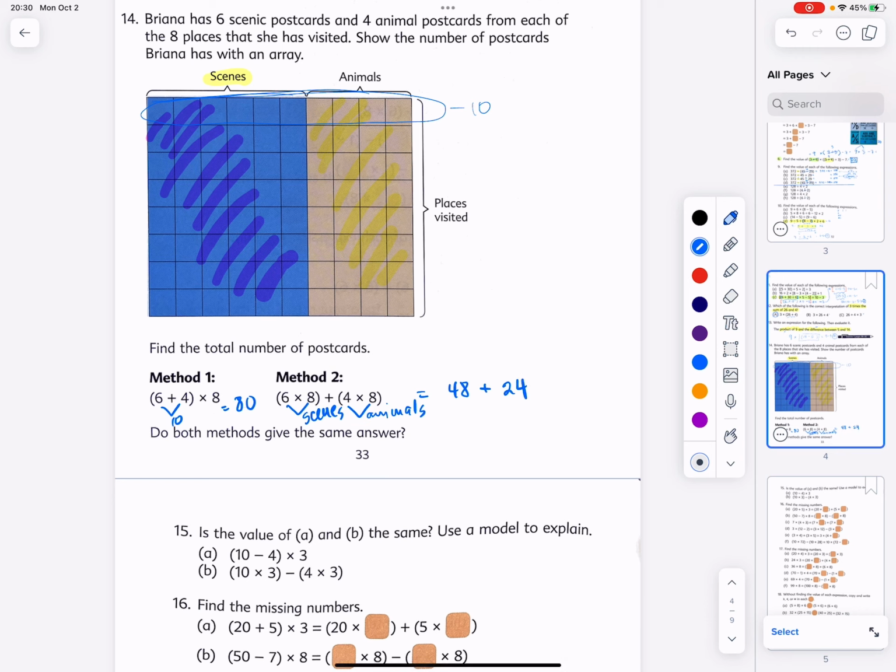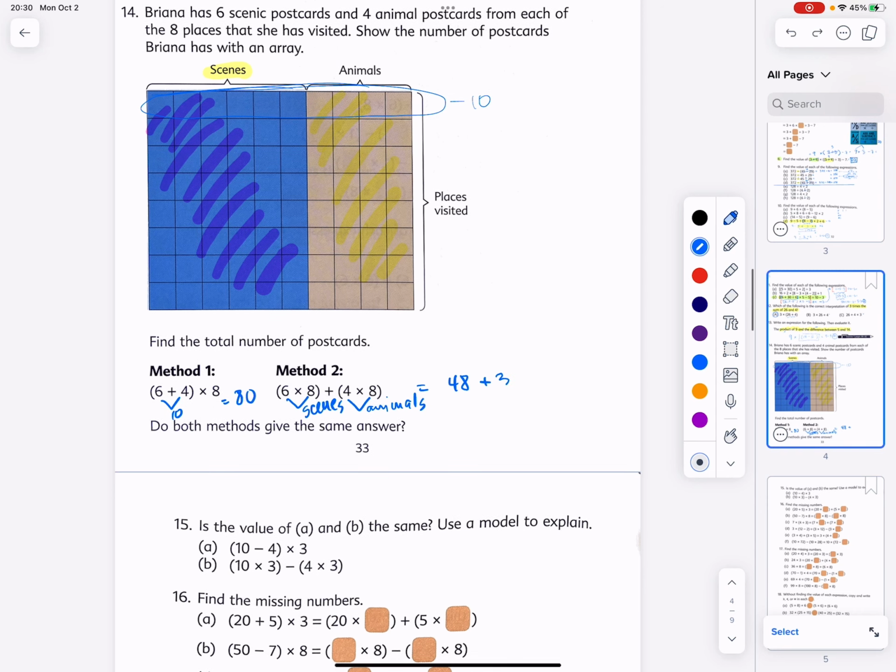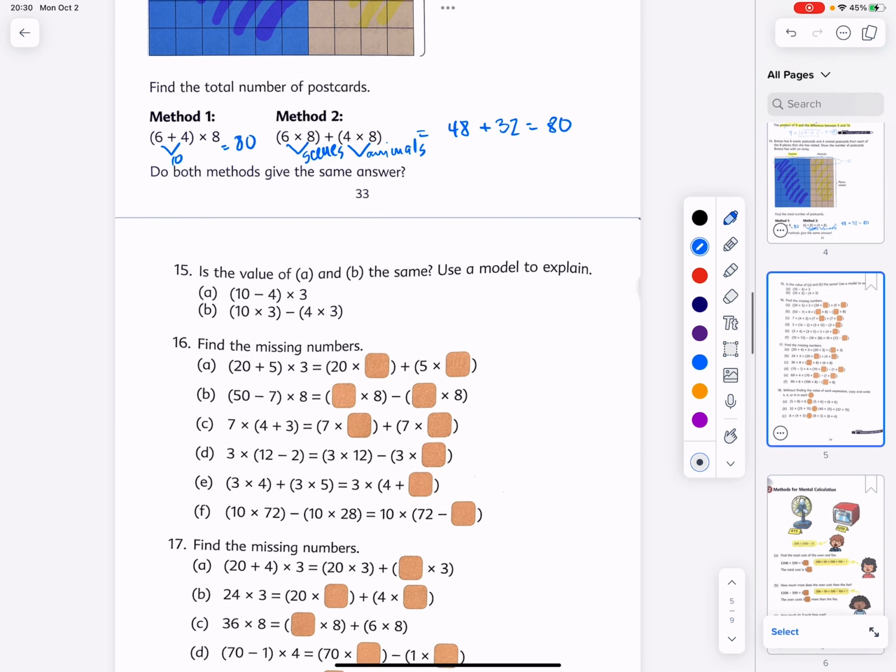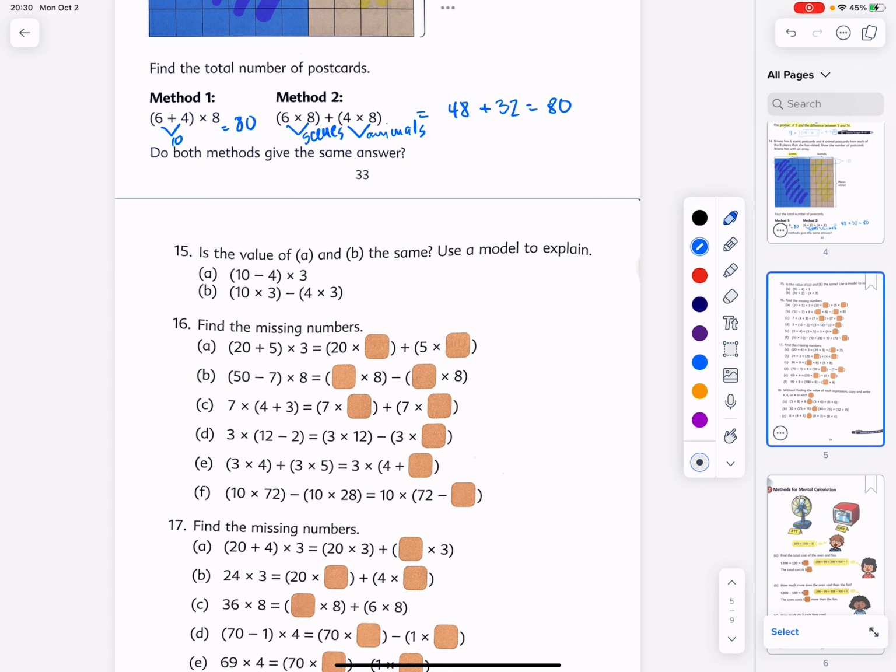24, Miss Natasha. 4 times 8 is 32. In any case, the total number of cards that Brianna collected from her travels will be 80. So what we see here is the wonderful use of the distributive property. 8 times 6 and 8 times 4 is the same as writing 6 times 8 and 4 times 8, where 8 here is a common factor for both scenes and animals.